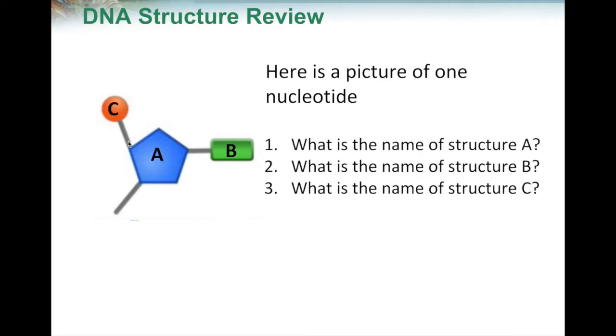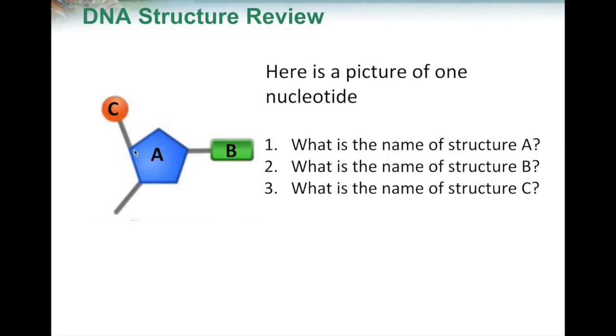During last class, we took a look at DNA and the structure of DNA. So DNA is an example of a macromolecule called nucleic acid, and a nucleic acid is made up of many nucleotides. So here's a picture of one nucleotide, and if you can see, there's three different parts to the nucleotide. So I want you to name each of these structures, structure A, B, and C.